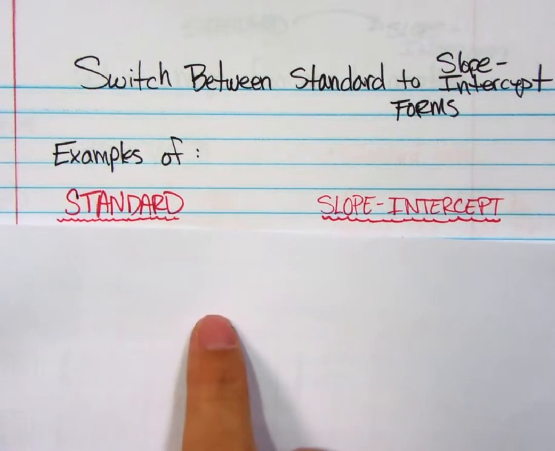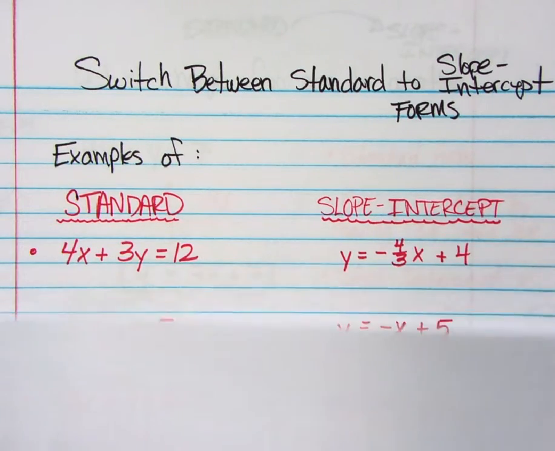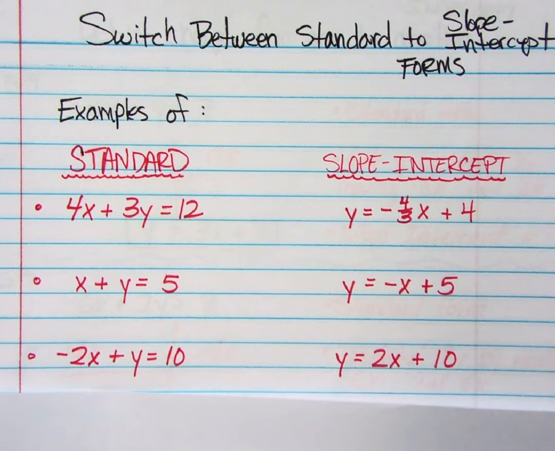So let's talk about examples of standard forms and slope-intercept forms. Here are three of each that you want to copy down into your notes. And as you're copying these down, you're going to notice the differences between the two. So take a moment and go ahead and copy these down.